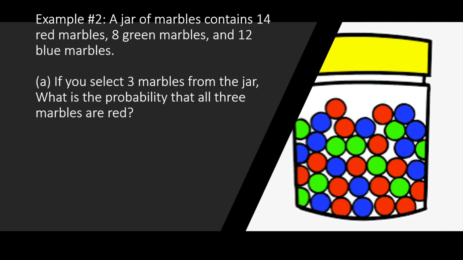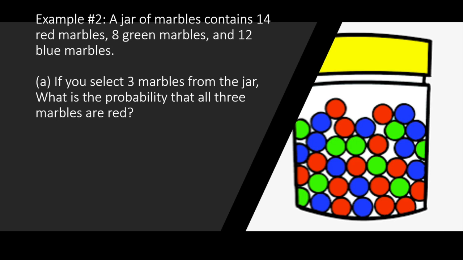Let's look at example number 2. So if you recall from prior days when we've talked about probability, we always have lots of jars of marbles. So going back to our same jar of marbles we've worked with before, we have a jar here that has 14 red marbles, 8 green marbles, and 12 blue marbles. So the question is, if we select 3 marbles from the jar, what is the probability that all 3 marbles are red?